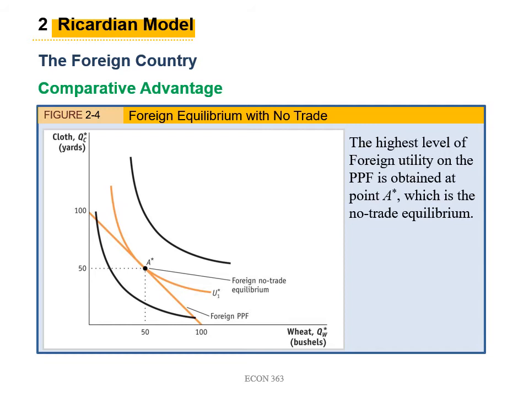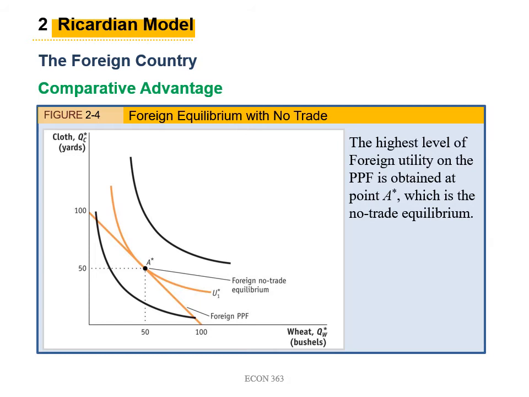Okay, to continue. So the foreign country, I'm not going to repeat everything. The foreign country has the same pattern as the domestic country. It just has different intercept values because its workers have different levels of productivity on the two goods.